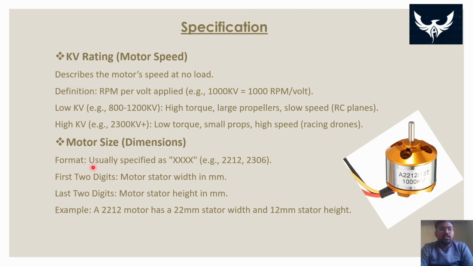Now motor size. Generally, here in this picture, you see the number 2212. This defines the dimensions of the motor. The first two digits define the motor stator width in mm, and the last two digits define the motor stator height in mm. So here in this figure we have 2212, meaning 22 mm is the width of the stator and 12 mm is the height of the stator.